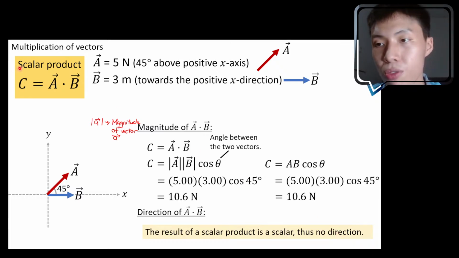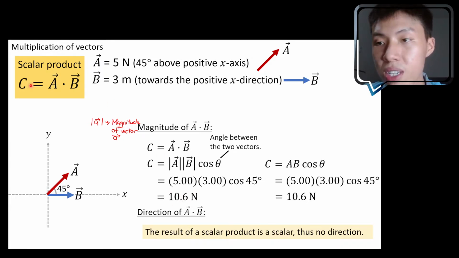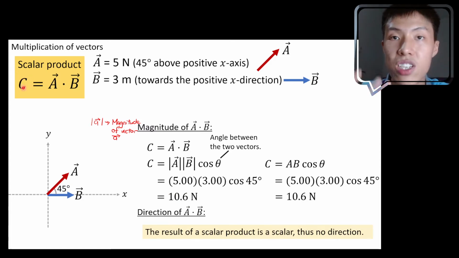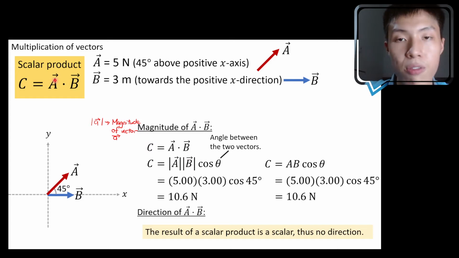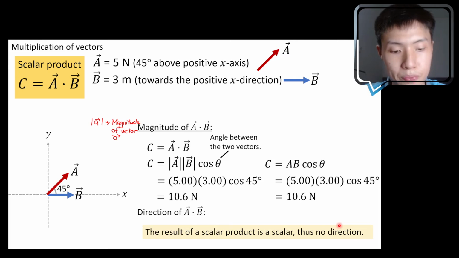Why? Because if you read here, it mentions scalar product. Why do we name it scalar product? It's because the result of a scalar product is a scalar. So the result of this product here is a scalar value, so there is no direction. Therefore, it's a scalar value or scalar quantity. So remember, for scalar product, the result of the product is a scalar, with no direction.